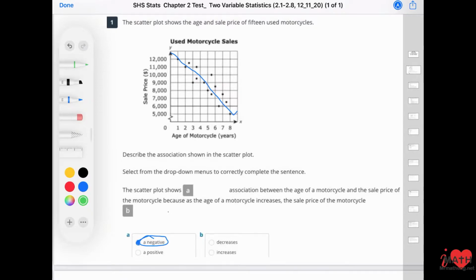And then the association between the age of the motorcycles and the sale price. I notice as I go towards the right, as the age of the motorcycle increases, the sale price is decreasing, meaning the numbers are going down as I go towards the right. This is a decreasing association. As the age of the motorcycle increases, the price of the motorcycle decreases. 1 point each.